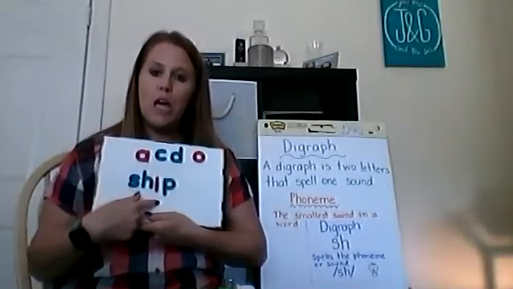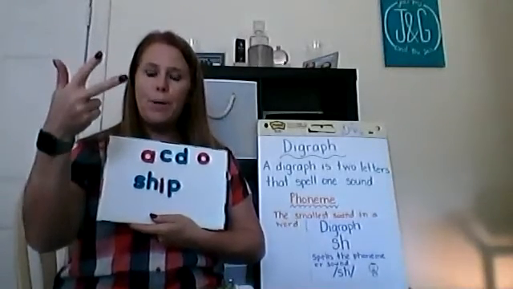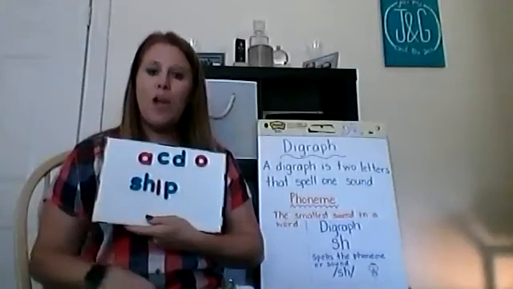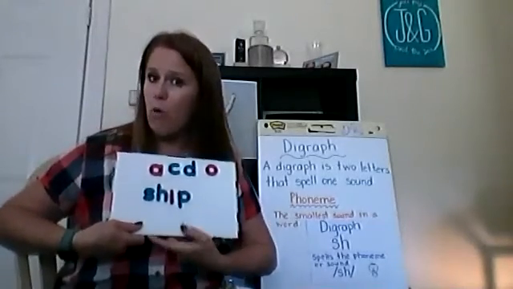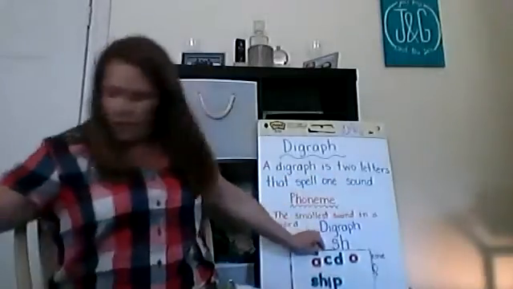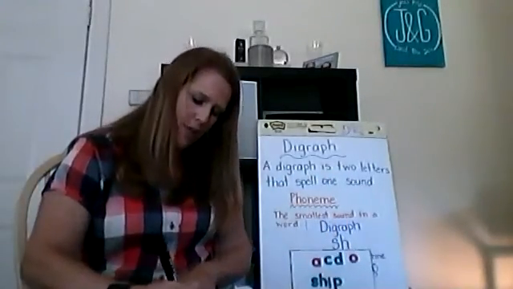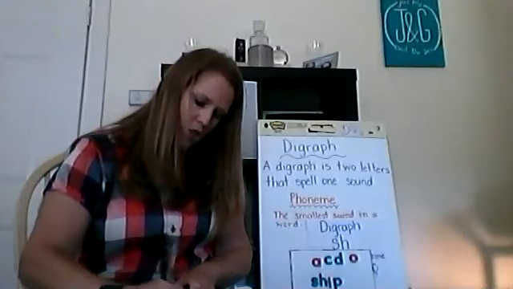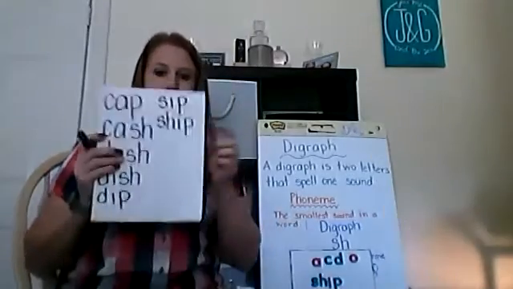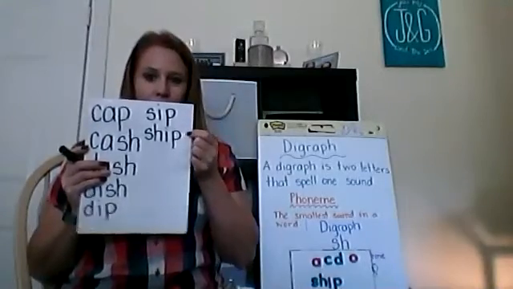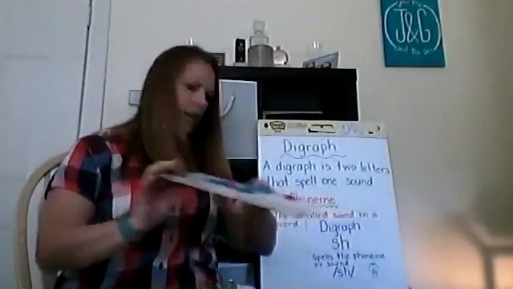This has ship. So where do we hear that digraph? Shh, I, p, ship. You're right. We hear it at the beginning of the word. Good job. So let's write our word, ship. Okay, so it is S, H, I, P, ship. Good job. So let's move on to our next word here.